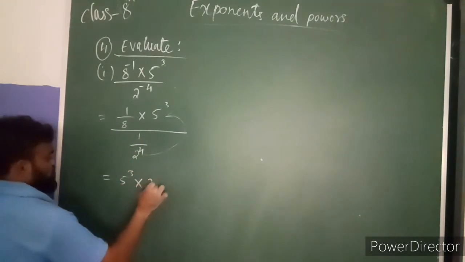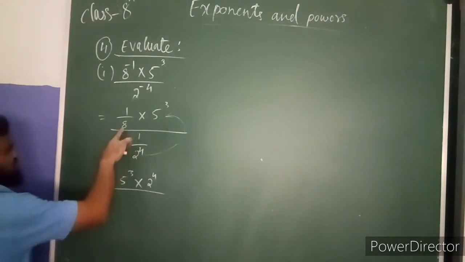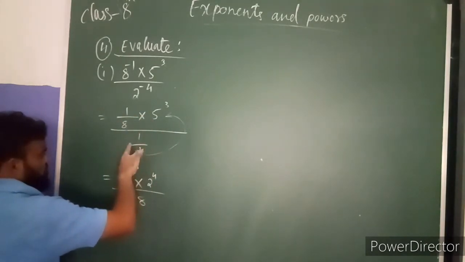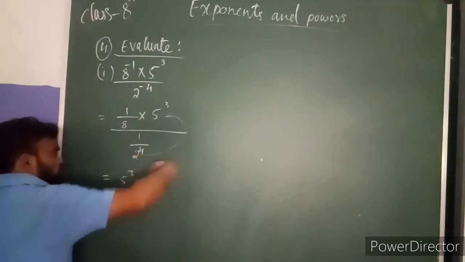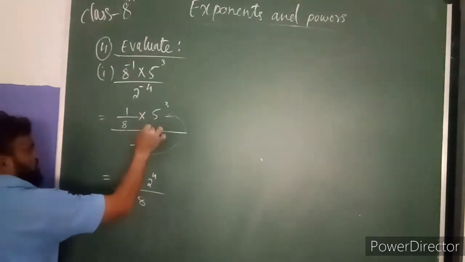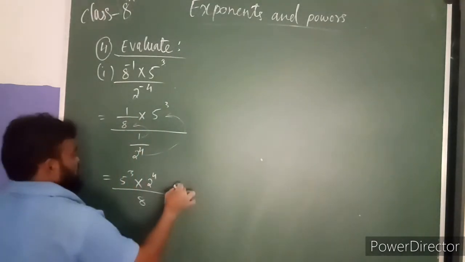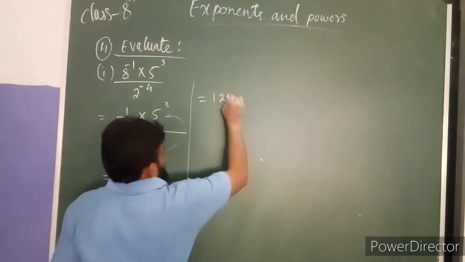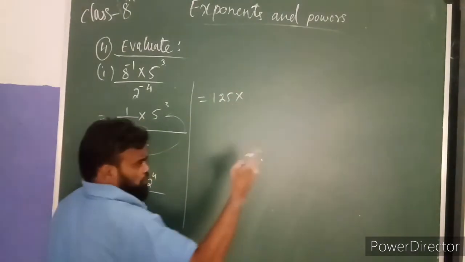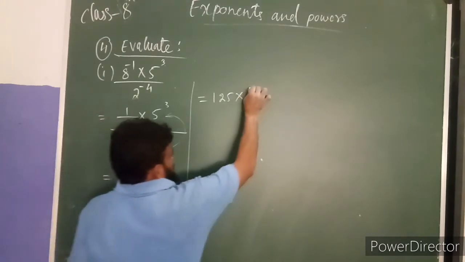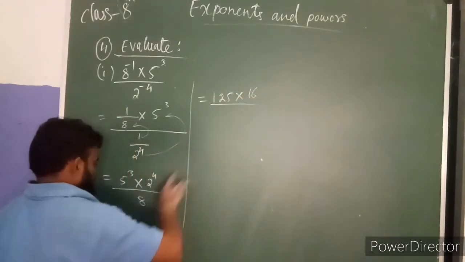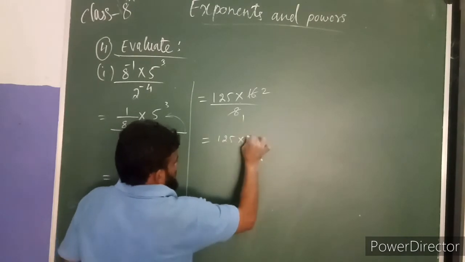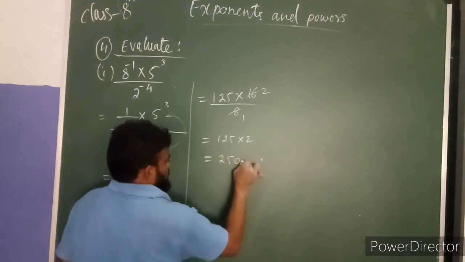This I will keep on this side and this will become the denominator: 5 cubed into 2 to the 4, divided by 8. Don't get confused. Here I will explain this value. 5 into 5 into 5, 3 times: 5 times 5 is 25, 25 times 5 is 125. Into 2 to the power of 4, which is 2 into 2 into 2 into 2: 2, 4, 8, 16. Divided by 8, 8 times 2 is 16, cancel. 125 into 2 is 250. This is the final answer.